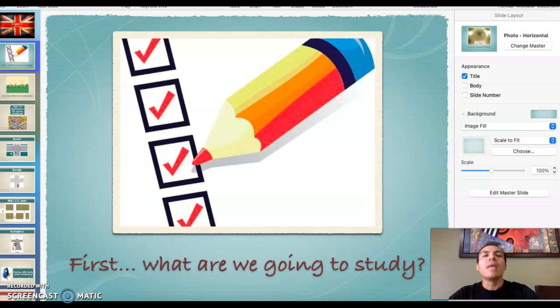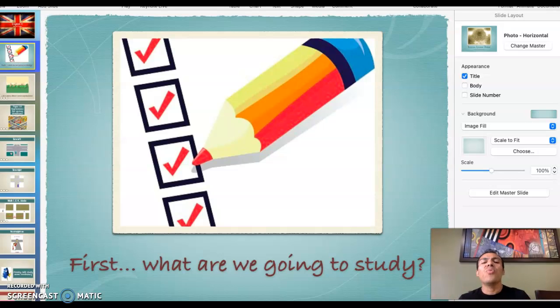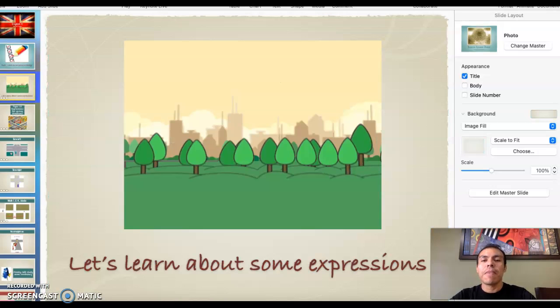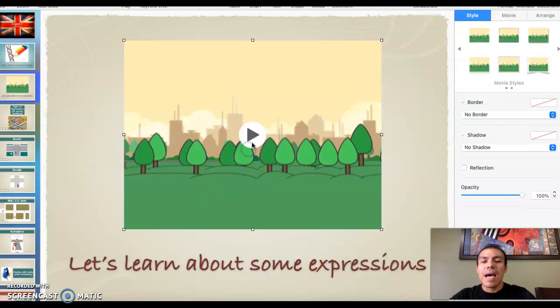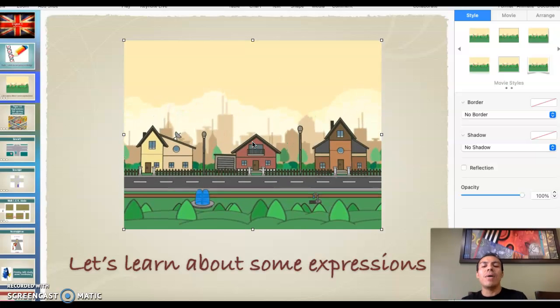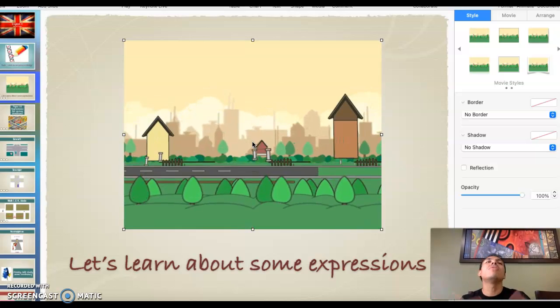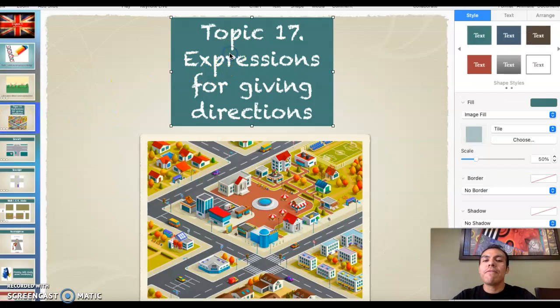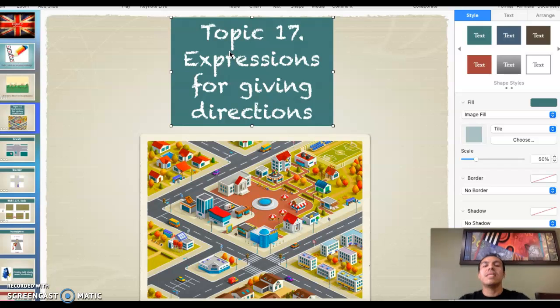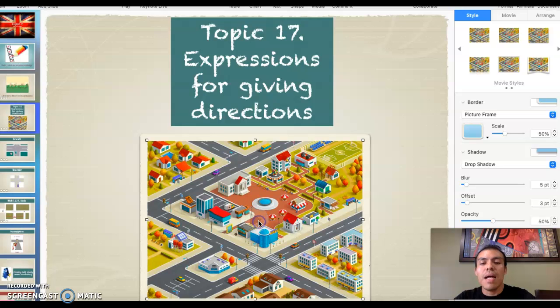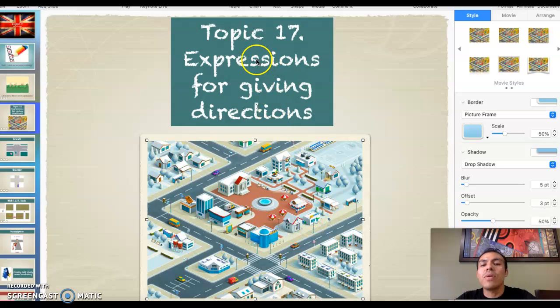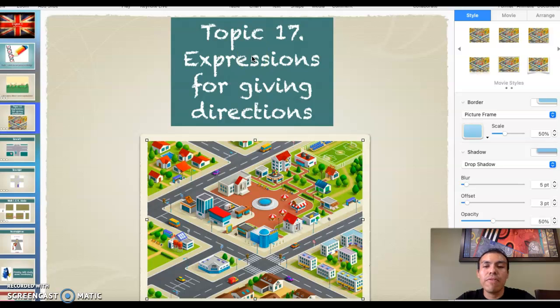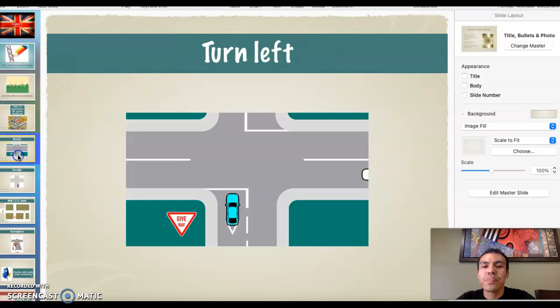And first, very important, what are we going to study? And for the session of today, let's learn about some expressions, some phrases, okay? And the topic for this session is the number 17, expressions for giving directions, okay? Topic 17, expressions for giving directions.